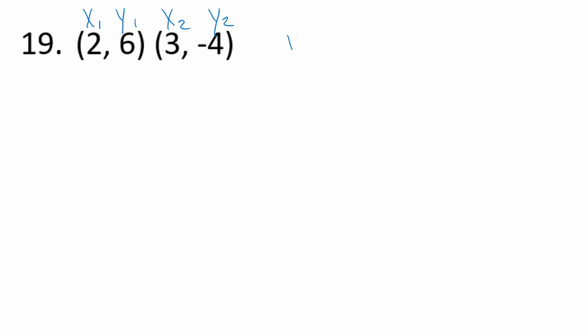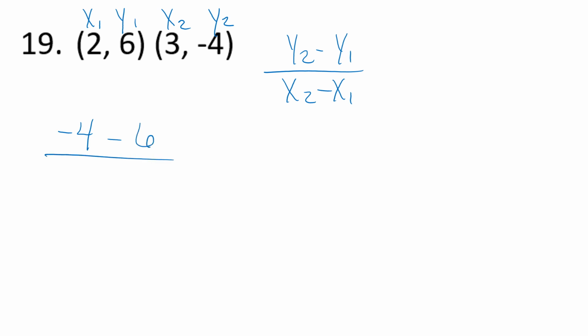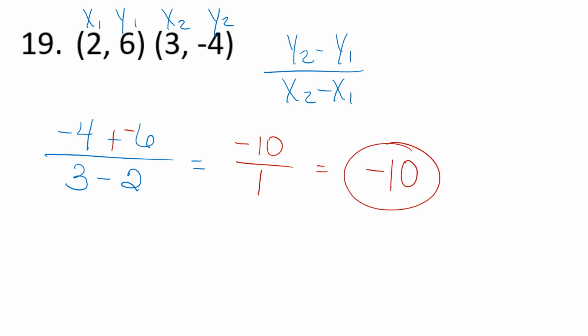Use your slope formula, y2 minus y1 over x2 minus x1. Our y2 is negative 4 minus our y1, which is 6. Our x2 is 3 minus our x1, which is 2. Apply your integer rules for subtraction. Minus sign tells me to add the opposite. Negative 4 plus a negative 6 is a negative 10. And 3 minus 2 would be 1. This needs to be simplified. 1 goes into negative 10 times. So that would be your slope, or your m.